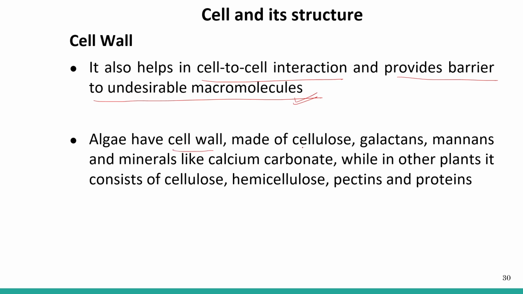Algae have a cell wall made up of cellulose, very important. Cellulose, galactans, mannans, and minerals like calcium carbonate. While in other plants, it consists of cellulose, hemicellulose, pectins, and some proteins also. But the basic component is cellulose in both cases, right? But in algae, beside cellulose, they also have galactans and mannans, and some minerals like calcium carbonate. But in plants, they have cellulose, hemicellulose, pectins, and proteins.